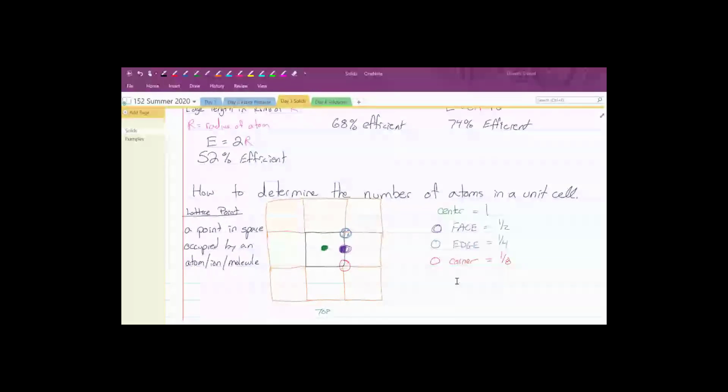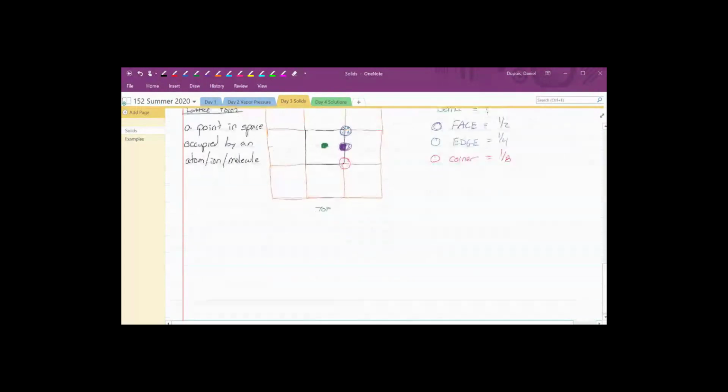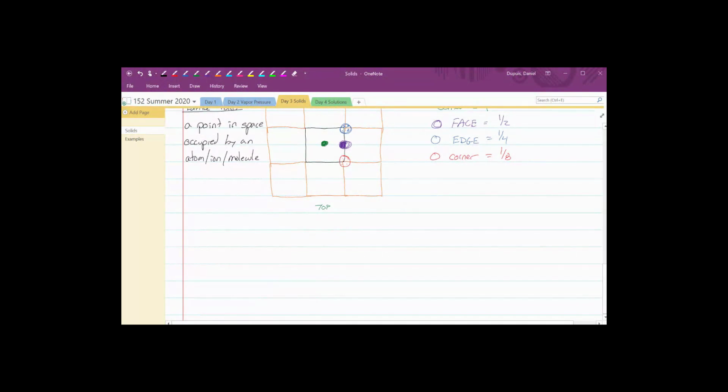So that's how we tell how many. If I have 8 corners times an 8th, if I have 2 faces times a half, if I have 4 on the edge times a quarter, whatever we have, we add them up, pretty easy. Again, the goal is not to confuse you.